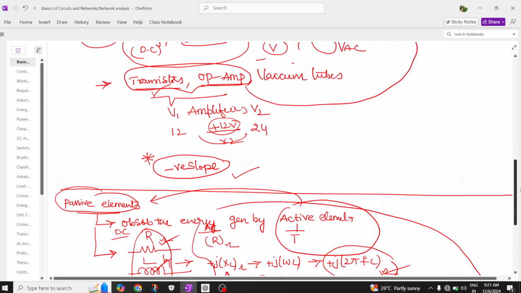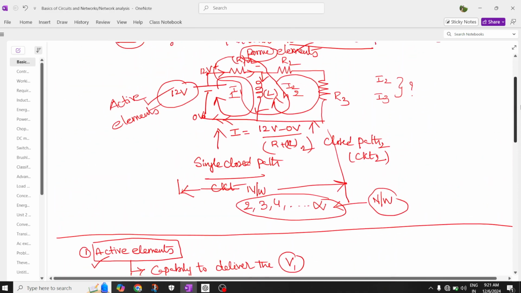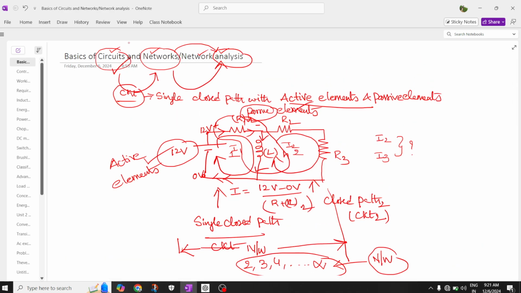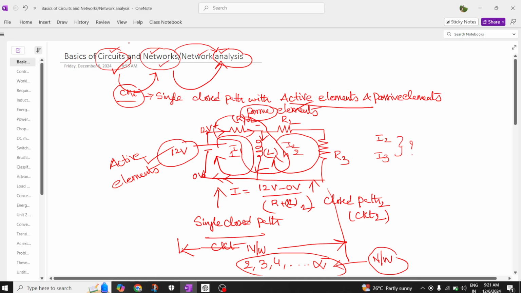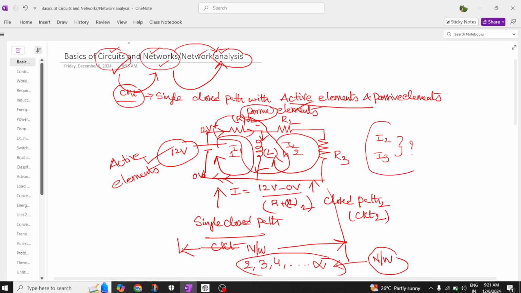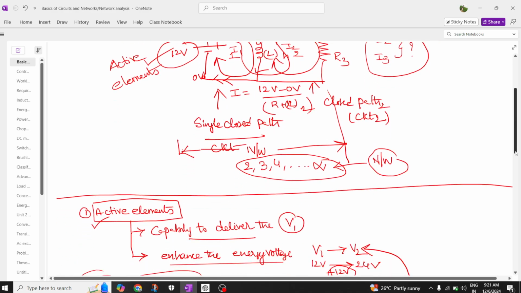Okay, so I'll try to review the things. A single closed path is called a circuit. A group of circuits is called a network. This is also called network analysis. The purpose of network analysis is to find the current across a resistor or the voltage across a resistor. So this is the meaning of circuit, network and analysis.